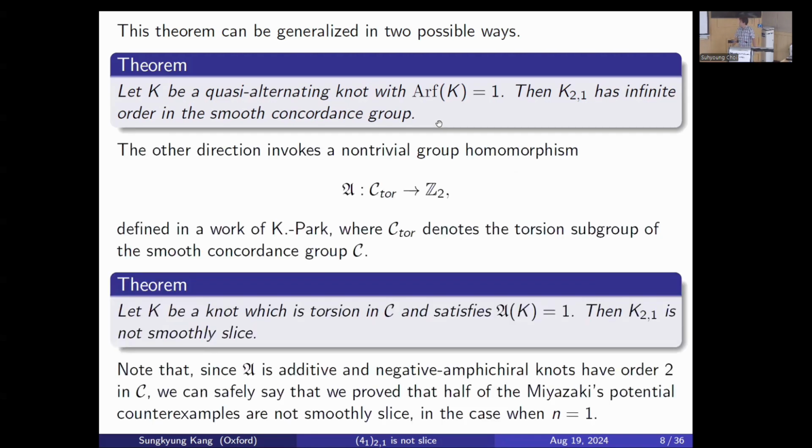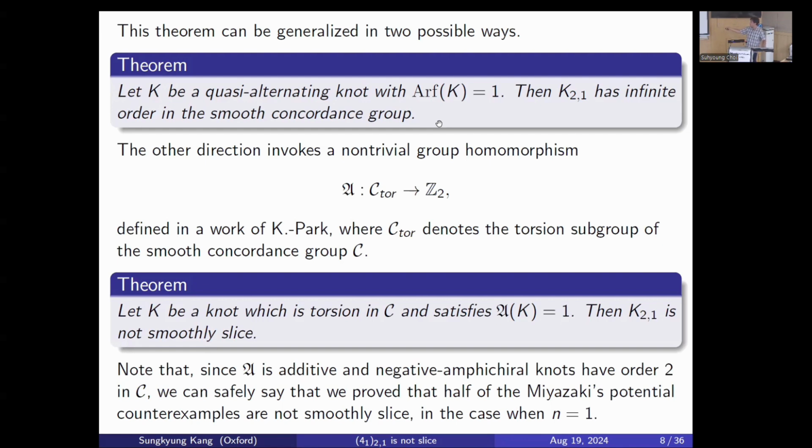You can also take the other family. If your knot is no longer quasi-alternating, we cannot say something about the Arf invariant, but you can define something which is extremely similar to the Arf invariant, and conjecturally is actually equal to it. It was defined in another work of myself and Sean Park. This is defined on C_Tor, the torsion subgroup of the smooth knot concordance group. For quasi-alternating knots, this equals the Arf invariant.